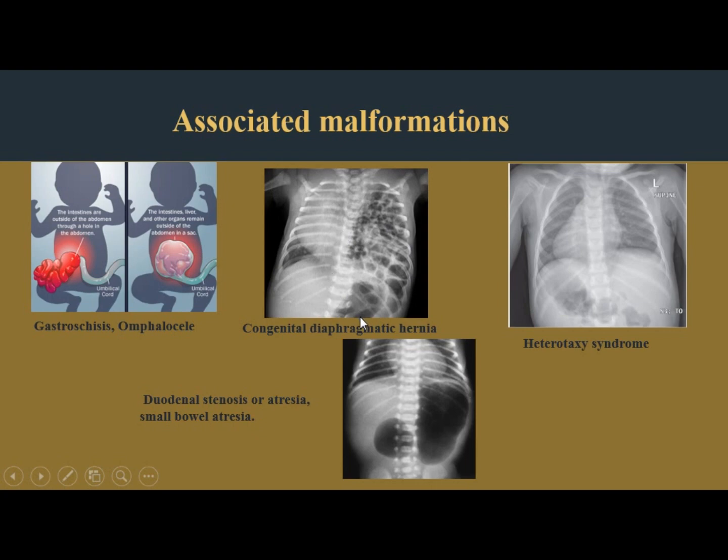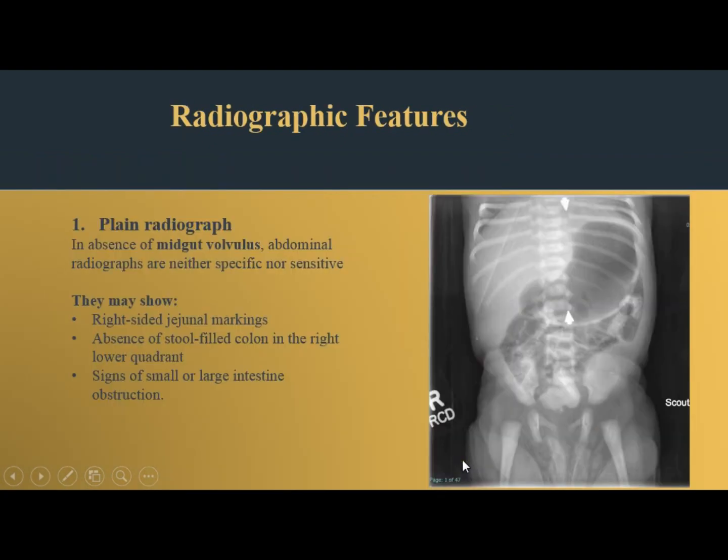And heterotaxy syndrome, it's a syndrome. Usually the patients will present with respiratory problems. Once a chest x-ray is performed, you will see that the heart is on the right side, dextrocardia. In such cases, we should do a fluoroscopy for the abdominal cavity in order to exclude malrotation. And also there might be duodenal stenosis, atresia, or small bowel atresia, what's called double bubble. Yes, this is the double bubble sign of the atresia.